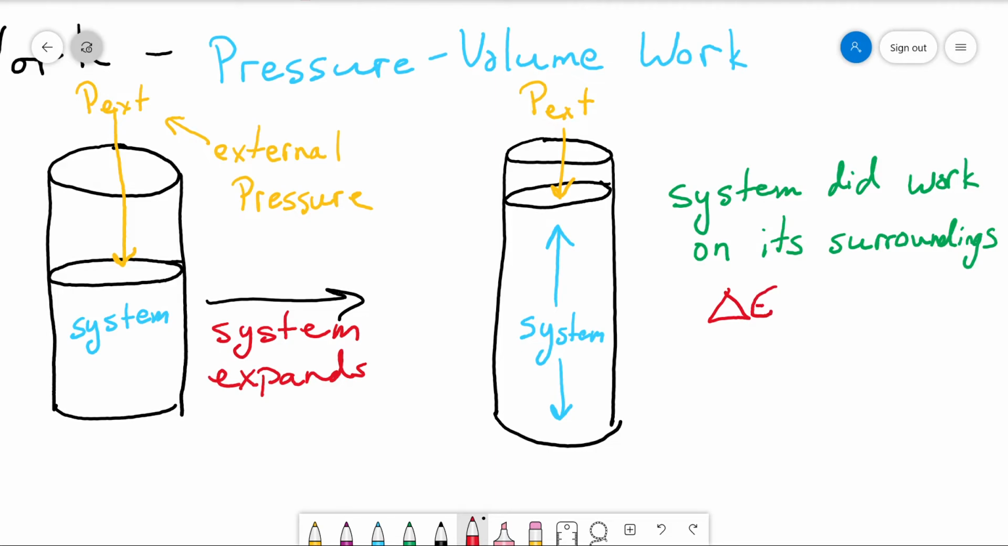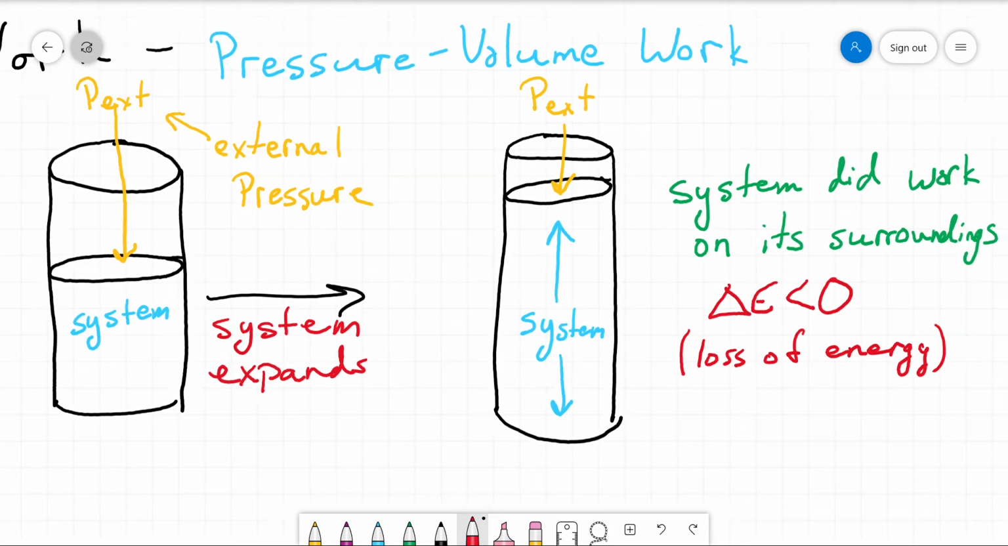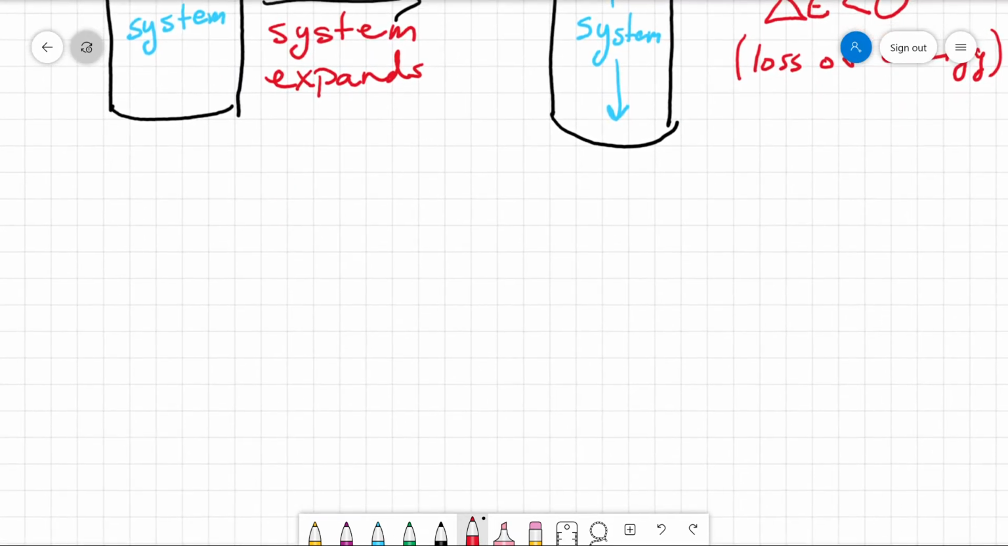Delta E is less than 0, because delta E is always for the system unless we say otherwise, which we're not going to. Delta E is for the system. So that means this is a negative value, meaning it lost energy. Okay? So we can say that's a loss of energy. And again, loss of energy for the system, because it had to push against that external pressure. All right, let's look at the opposite case.